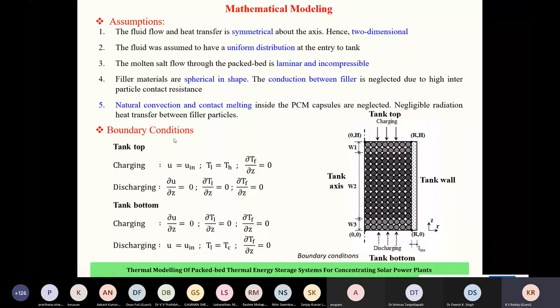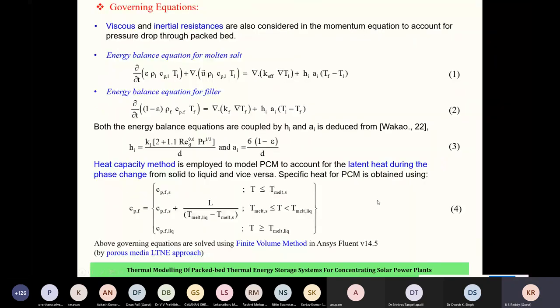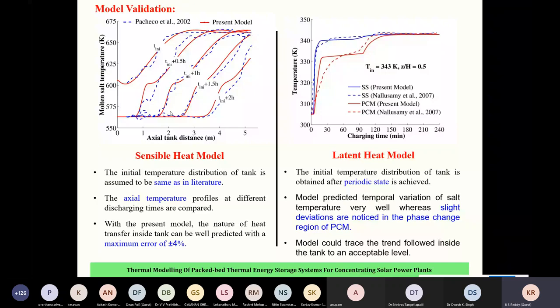So these are the governing equations. I am not going into detail on this. If somebody is really interested in this work, we have already published papers. You can check those papers. And to validate this model, we plot molten salt temperature versus axial tank distance, and then for different timings from the initial time T to T plus 2 hours. And similarly, the charging time with the temperature. This is distance wise, and this is charging time wise.